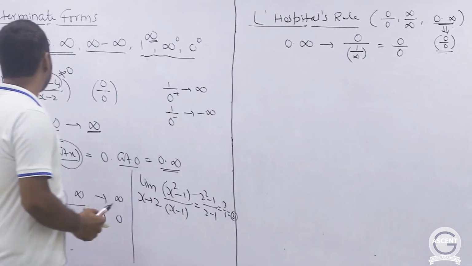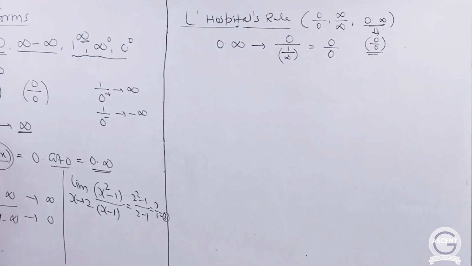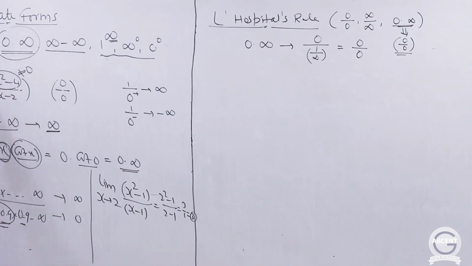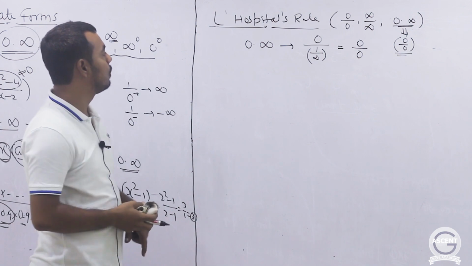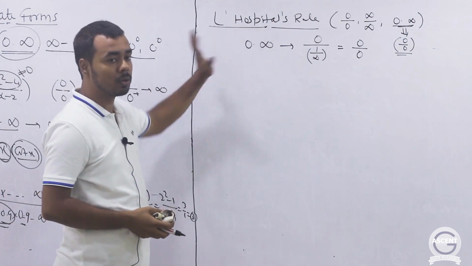So in the first 3 indeterminate forms, because this is not different, this is the same as our first, or you can also convert this into the second form. You can write this as infinity by 1 by 0, so it will become infinity by infinity. So in the first 3 indeterminate forms, you can solve those problems using L'Hopital's rule.